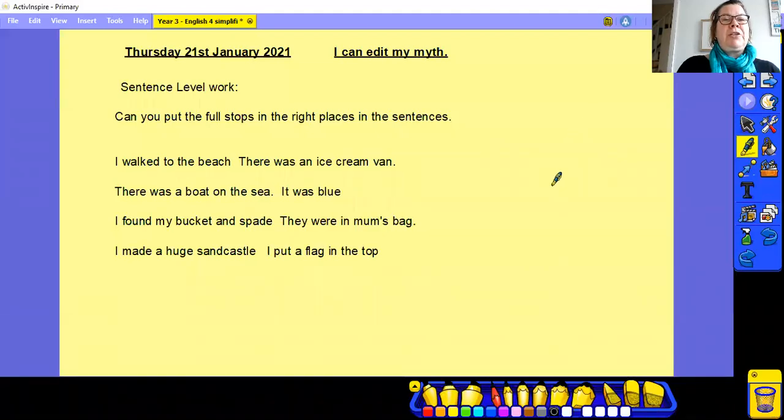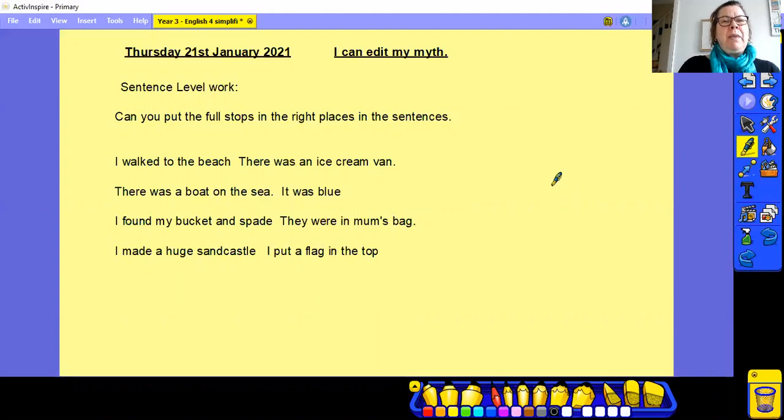I walked to the beach, there was an ice cream van. There was a boat on the sea, it was blue. I found my bucket and spade, they were in Mum's bag. I made a huge sandcastle, I put a flag on the top. Can you now have a try at those? Pause whilst you do. So let's have a go then.